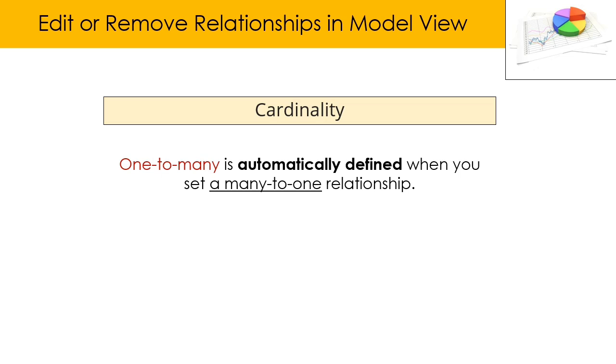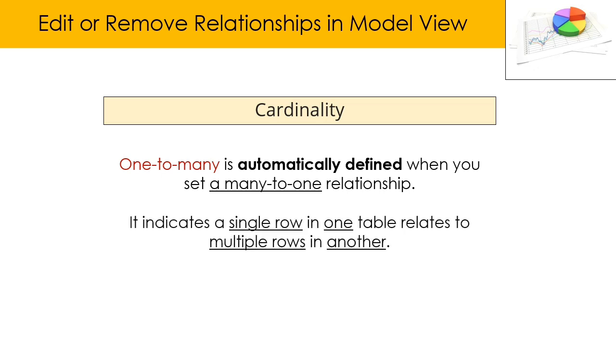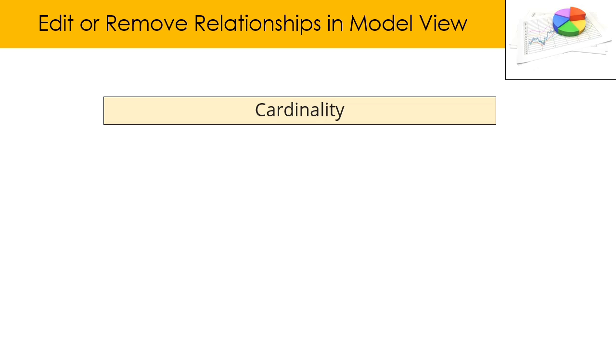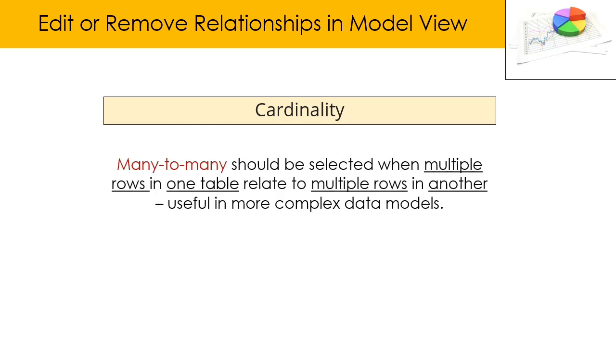One-to-many is automatically defined when you set a many-to-one relationship and indicates a single row in one table relates to multiple rows in another. Many-to-many should be selected when multiple rows in one table relate to multiple rows in another, useful in more complex data models.